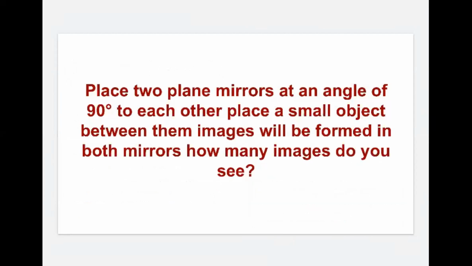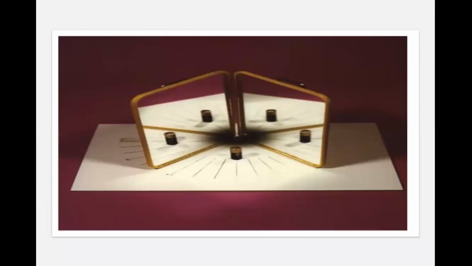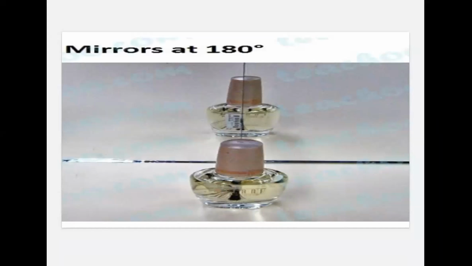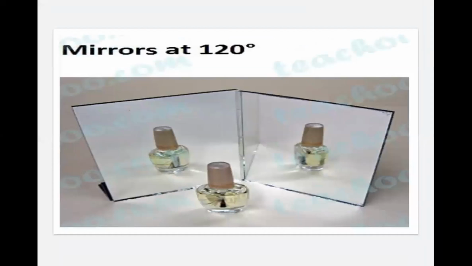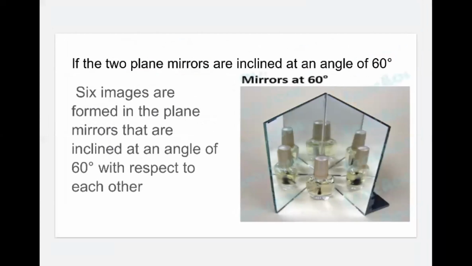Then we saw various examples of plane mirrors when they are inclined with respect to each other. We saw an example of 90 degrees, where 3 images are formed. Then we saw that when the 2 mirrors are placed at an angle of 180 degrees, only 1 image will be formed. When the mirrors are inclined at 120 degrees with respect to each other, 2 images are formed. If the 2 mirrors are inclined at an angle of 72 degrees, a total of 4 images are formed. If they are inclined at an angle of 60 degrees, a total of 6 images are formed.